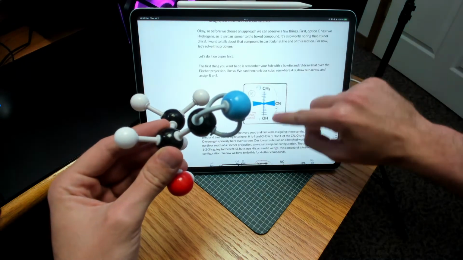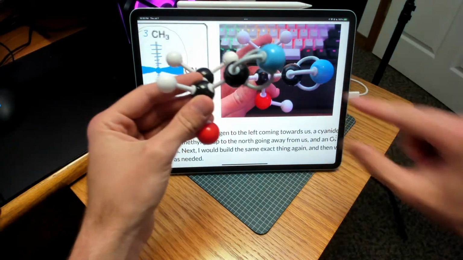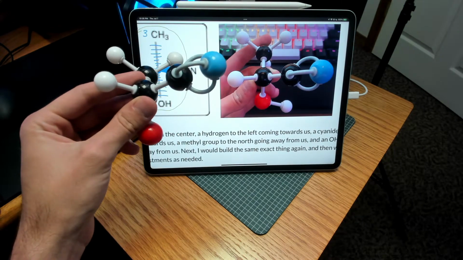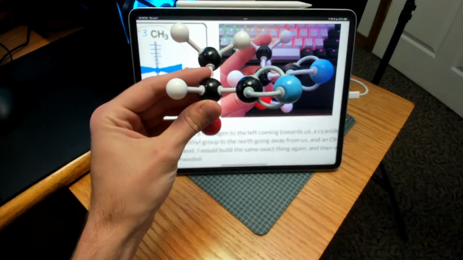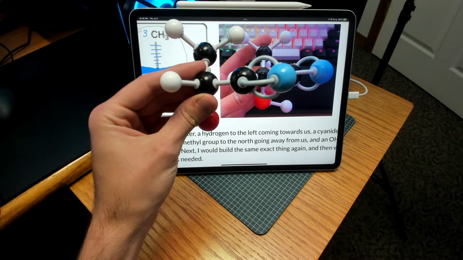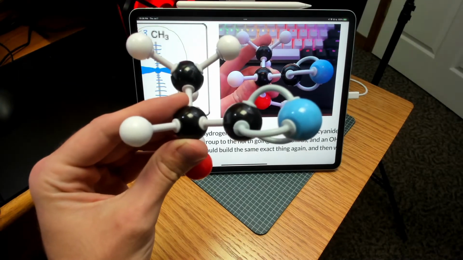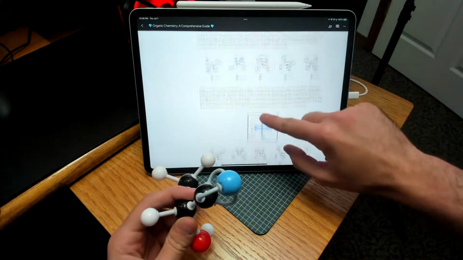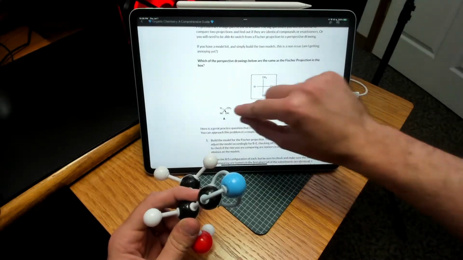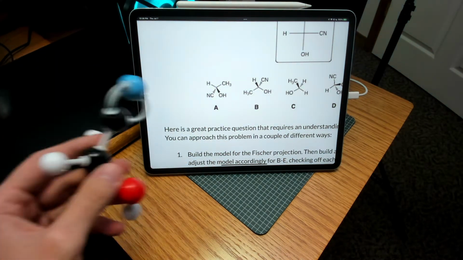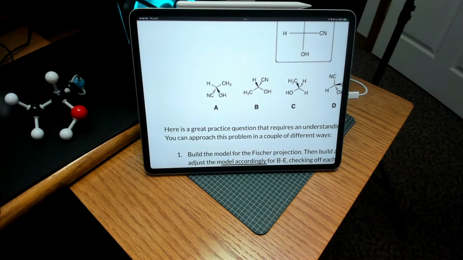And I think I already built this. Yeah, I built this same exact model and took a picture of it earlier. We're looking at it a little bit more head-on in that picture, as you can see right here. Okay, so now what do we do? So we're comparing it with these other models here. All right, well, what if we just try to build another model?